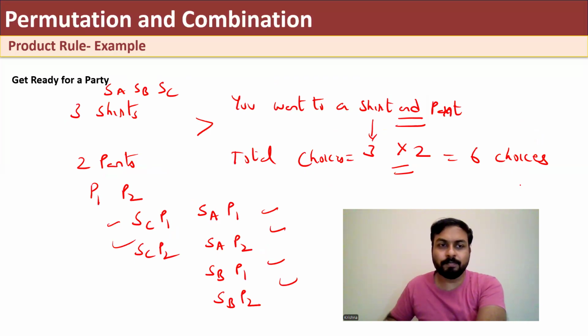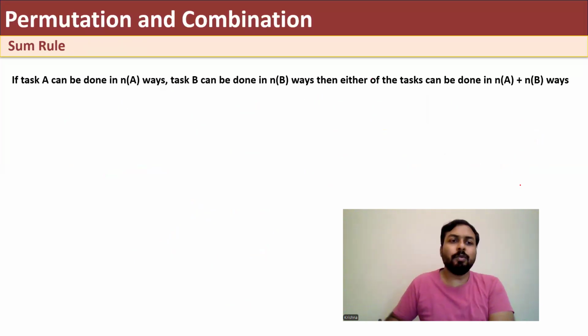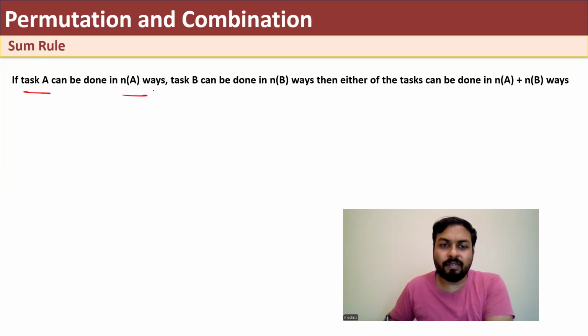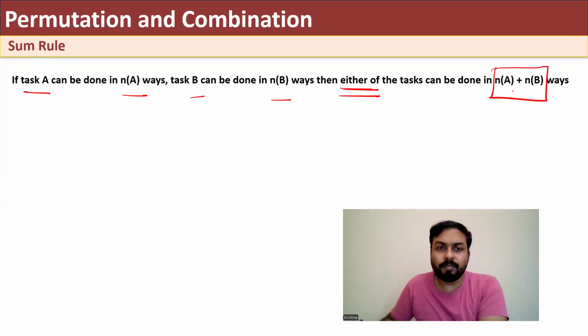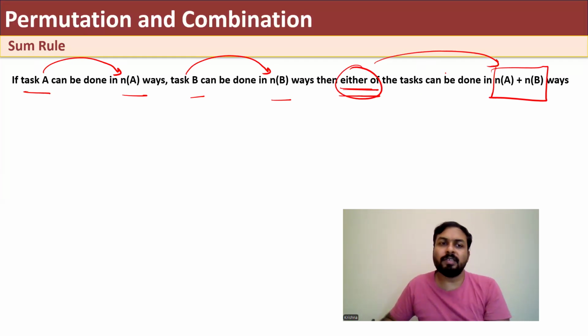Now let's get into the definition. Sum rule says that if a task A can be done in n of A ways, and task B can be done in n of B ways, then either of the tasks can be done in n of A plus n of B ways. That's the definition of sum rule.